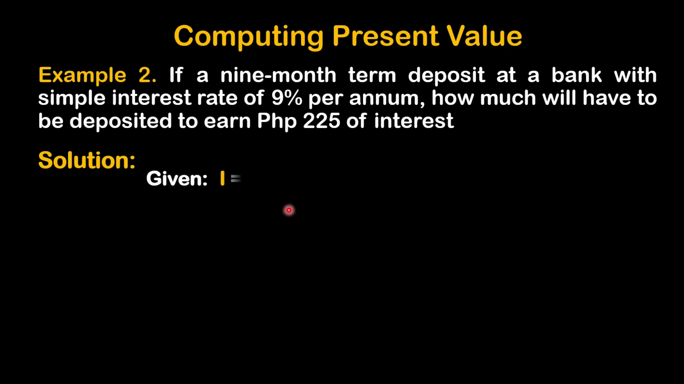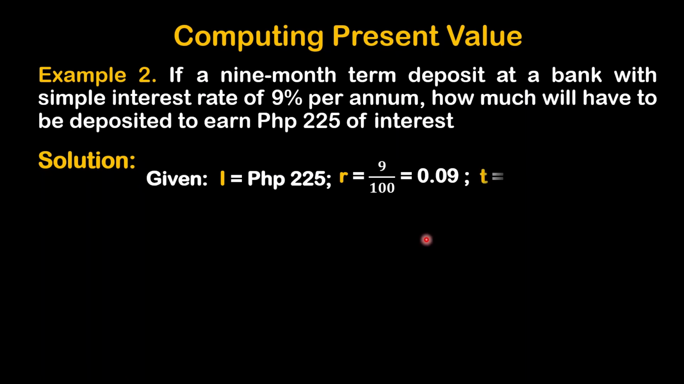Of course, we have again the interest earned, which is 225 pesos. Okay, then we also have the rate of interest, which is 9%. When we convert that to decimal, we just simply divide 9 over 100, that is equal to 0.09. Okay, so that's our R.